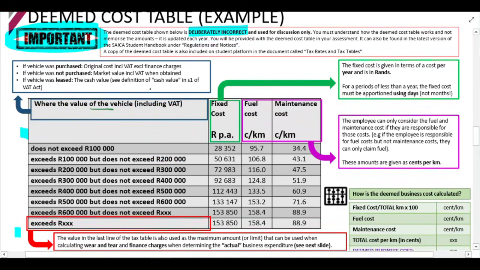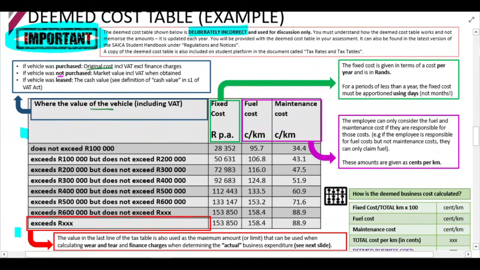So let's first talk about this vehicle. What is the value of the vehicle that you must use? You must always use the cost of the vehicle when it was first acquired. So if in 2020 a vehicle was purchased for 250,000, you will use that 250,000 until you stop using the vehicle. You don't decrease it by depreciation or anything like that.